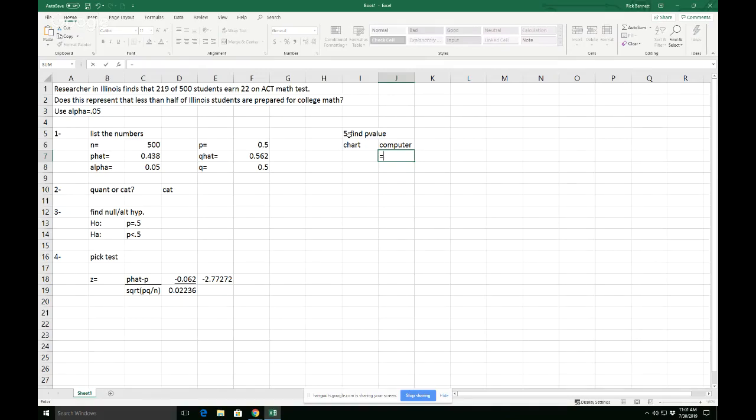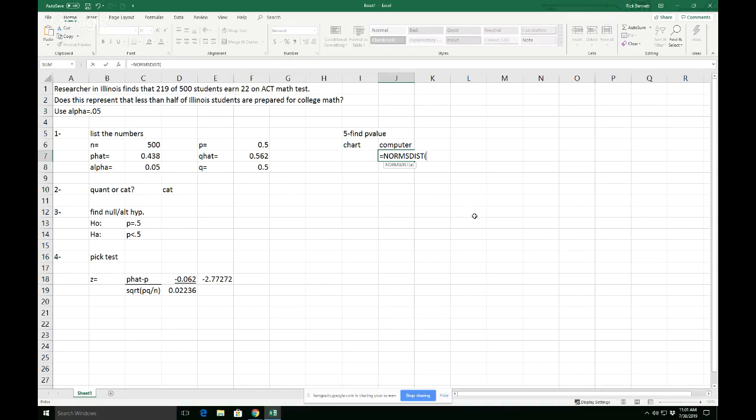Z equals z. No, yeah, but don't use those. I forgot they were there. Norm S dist. There you go. Why is it norm S dist and not t dist? Because I'm using a z-score, right?